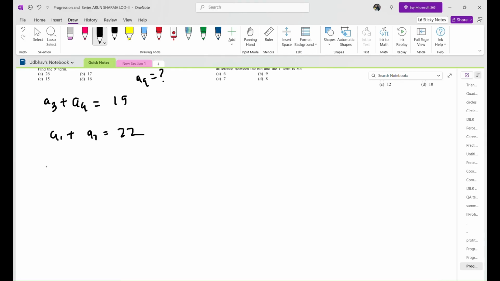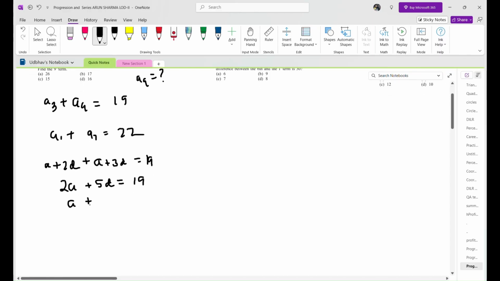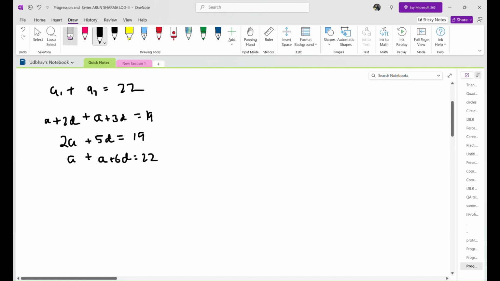We can write A3 as A plus 2D and A4 as A plus 3D equals 19, which gives us 2A plus 5D equals 19. And the first term is just A, the seventh term A plus 6D, equals 22, which will give us 2A plus 6D equals 22. We can subtract these two equations.